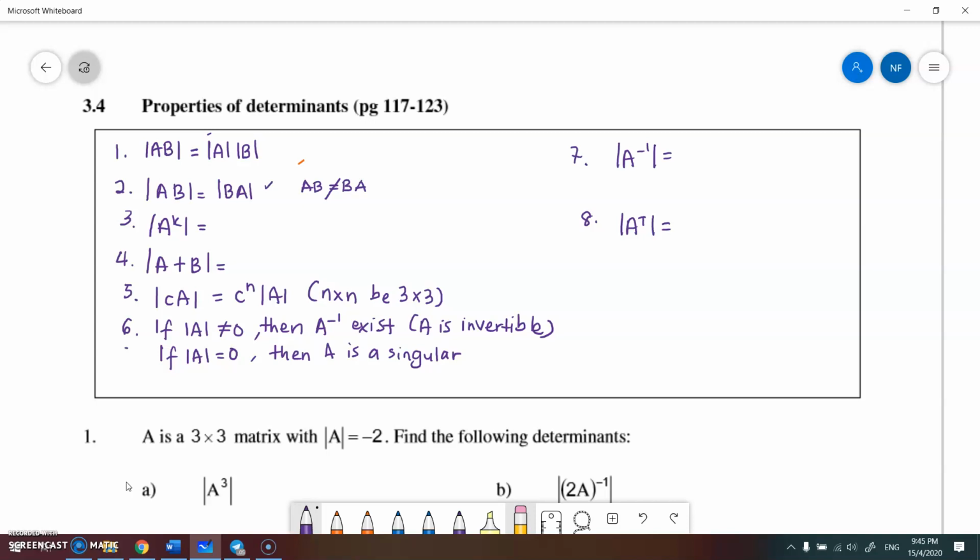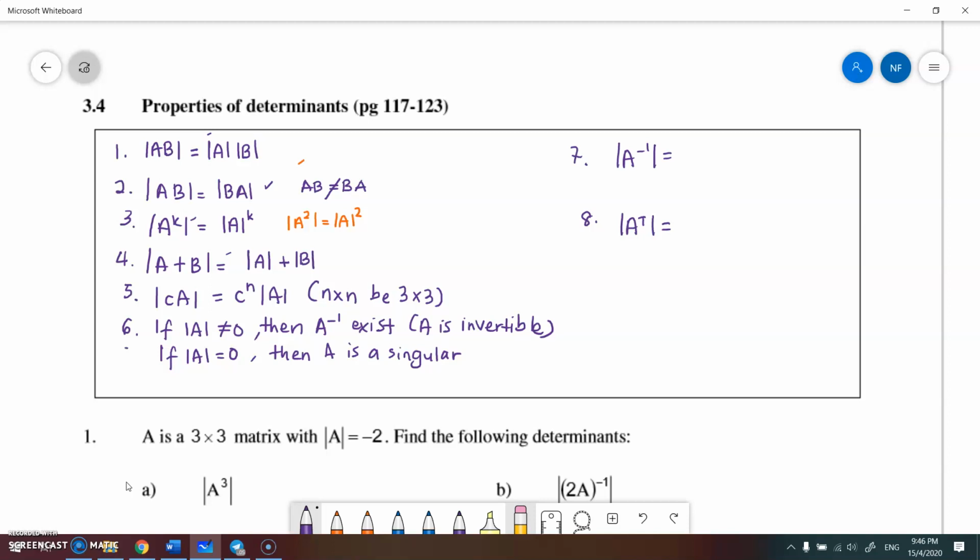Okay, how about A to the power of K? If K is any number, any scalar, then it is equal to determinant A to the power of K. For example, we have A to the power of 2. So this one is also equal to determinant A to the power of 2. Okay, number 4: determinant A plus B. So this one, you can separate: determinant A plus determinant B.